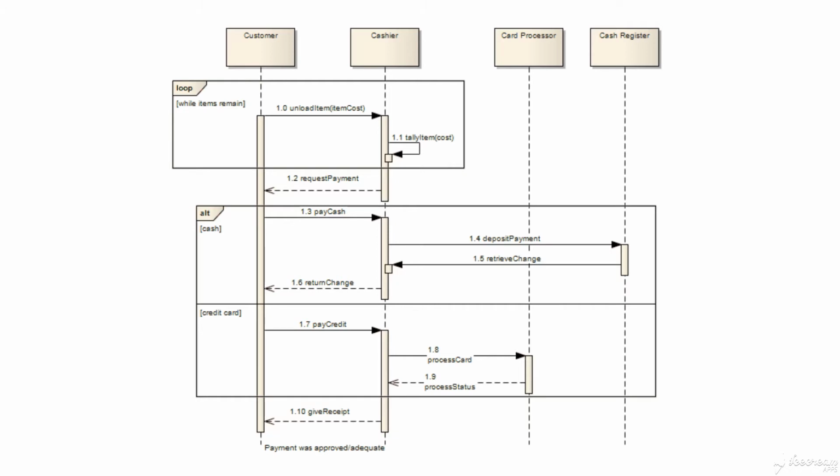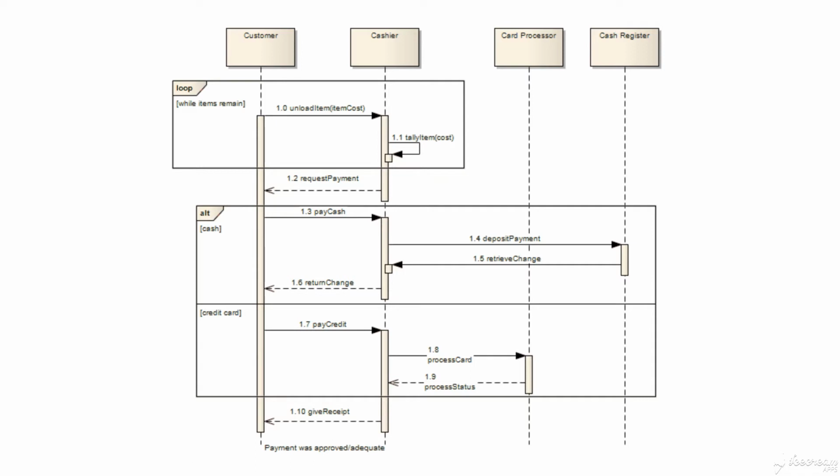Finally, let's have a look at a small example of a sequence diagram that models customers buying things either with cash or a credit card. We have 4 lifelines here: the customer, the cashier, the card processor, and the cash register. In the first loop, the customer gives each item he wants to buy to the cashier, who then adds up the cost of the purchase. After all items are considered, the cashier responds by requesting payment. Now we have 2 alternative scenarios depending on how the customer wants to pay.